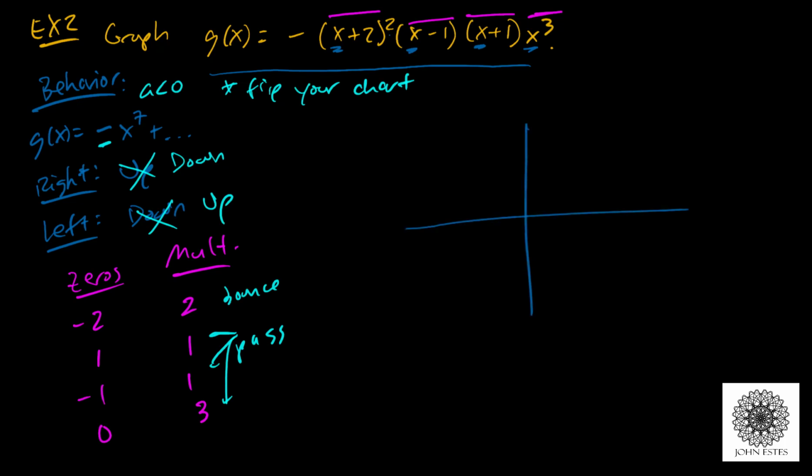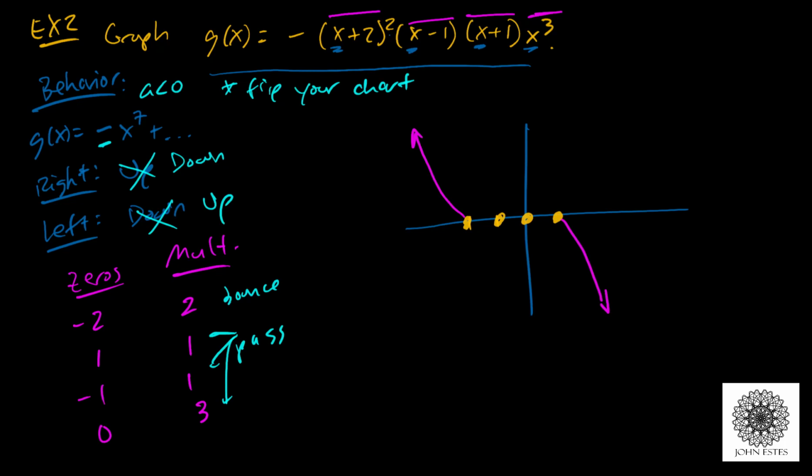So I have zeros again at negative 2, negative 1, 0, and positive 1. There's where my zeros are. I also know the right behavior is down, so it's going to go down like that. And the left is going to go up because this is an odd degree polynomial. They're going to end up in opposite directions. Okay, so now I just got to figure out the middle. That's where my zeros and multiplicity come into play.